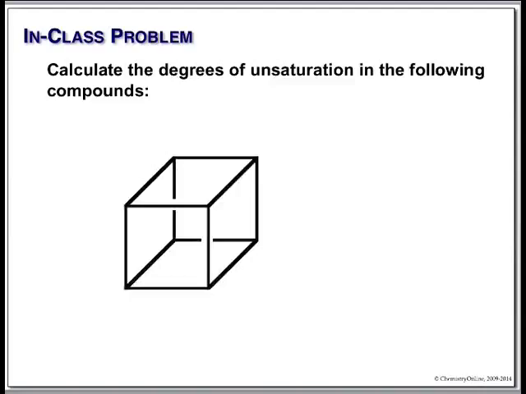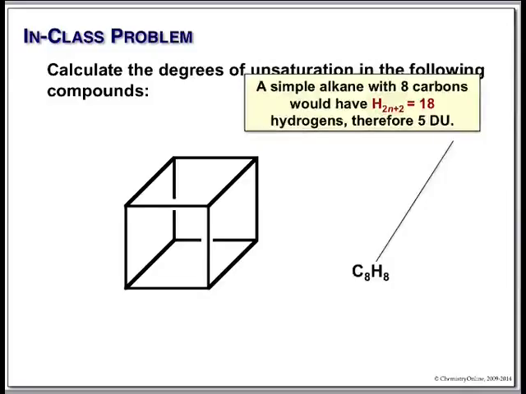Again, because you're beginners, you would probably be best just to say, well, I have 8 carbons, right? How many hydrogens are there on every carbon? 1. C8H8. If we had 8 carbons in a simple alkane, we would have 18 hydrogens. We are missing 10. Therefore, this has 5 degrees of unsaturation.